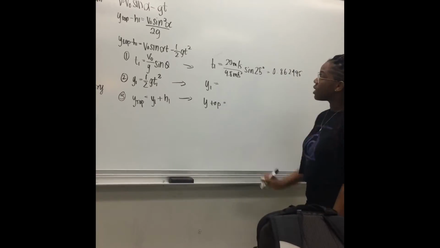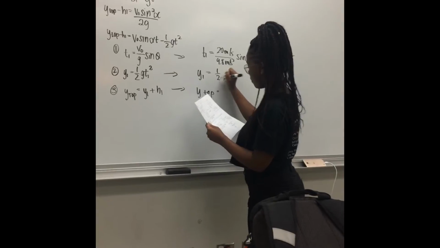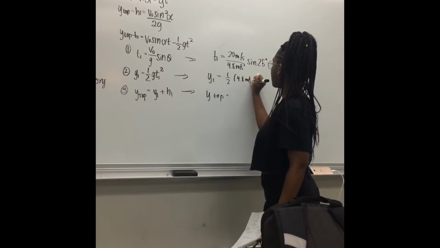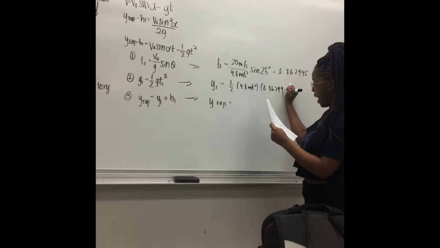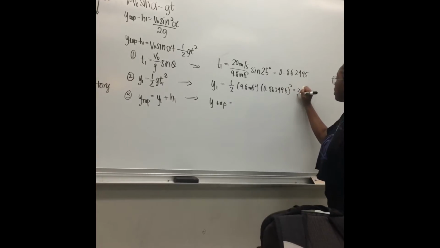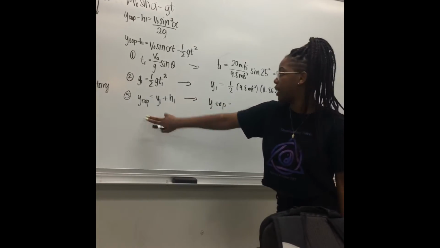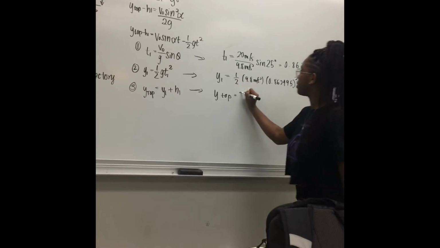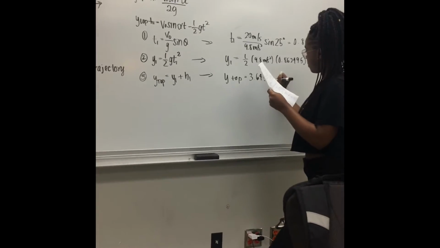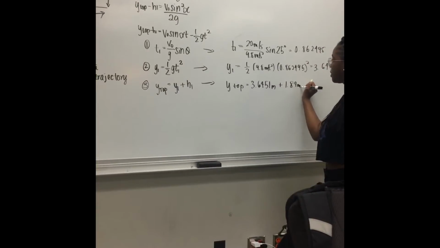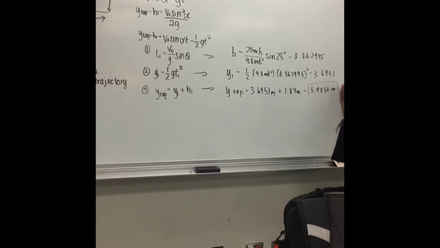0.86249. So then you plug that into this equation to find y1, which is 1/2 times 9.8 meters per second squared times this number, 0.86249, squared, which is going to give you 3.6451. Then you plug this into the maximum height equation: y1, which is 3.6451 meters, plus 1.84 meters, which will give you 5.4850 meters. And that is your max height.